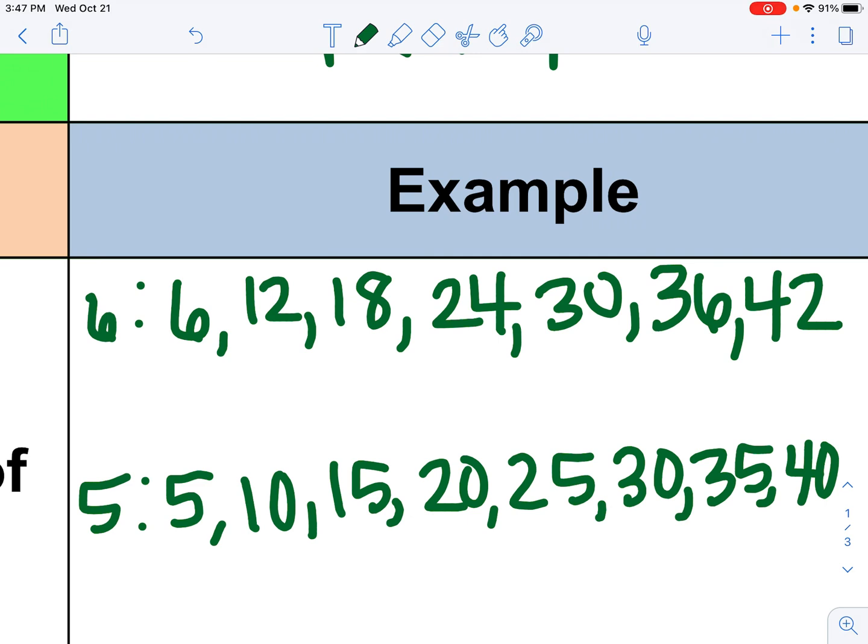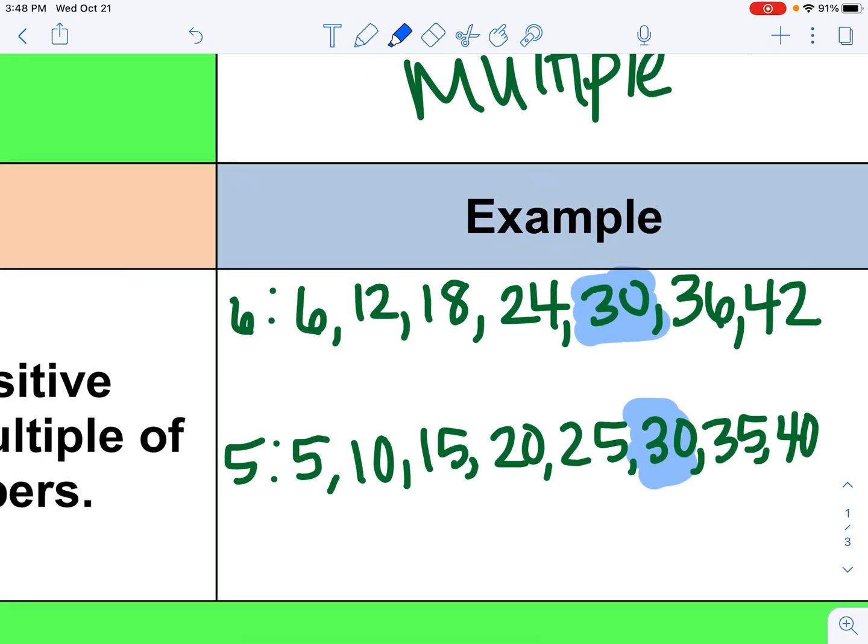Now what we want to figure out is the one that is the least that they both share. So when I'm looking at this list of numbers, I see 30 in both of them. Do you as well? So our least common multiple between 6 and 5 would be 30.